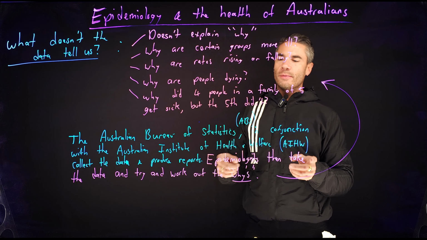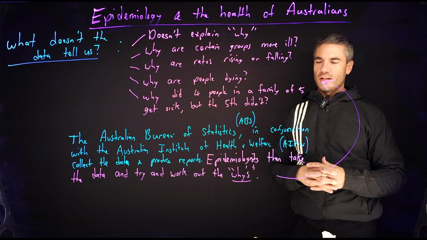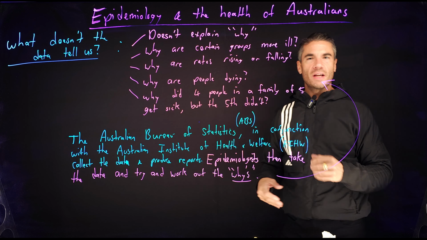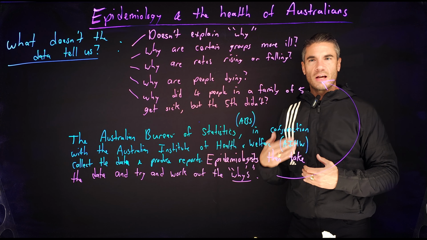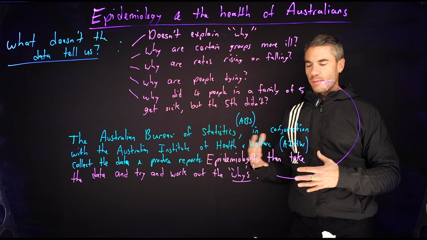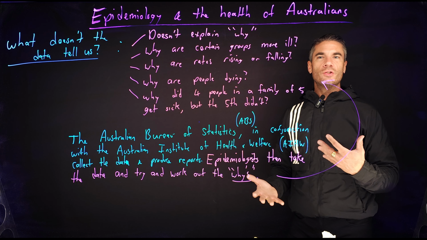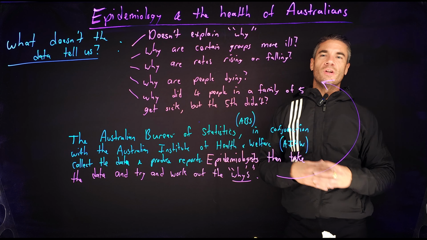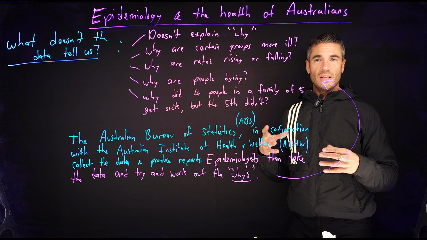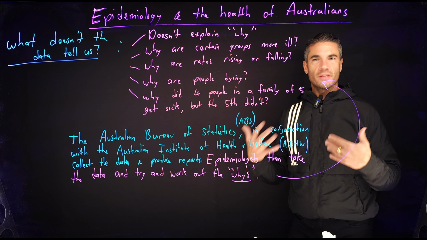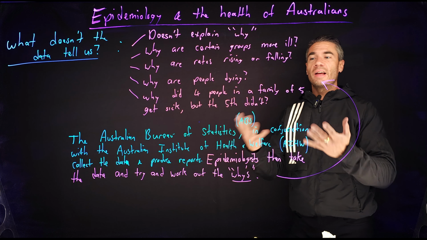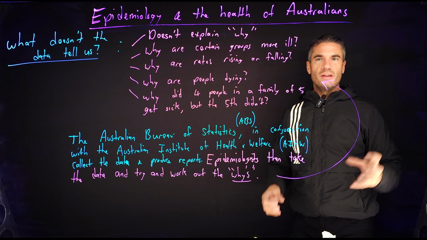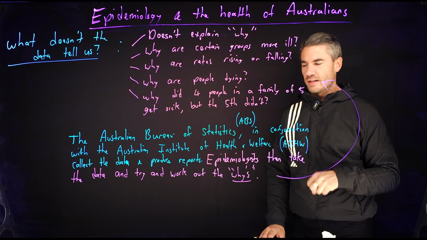Now the AIHW then has epidemiologists as part of their team. So the epidemiologists take the data and they try and work out the whys. They look at the data, they look at the trends, they look at population groups. They speak to doctors and nurses and people who work in certain regions of Australia. And they ask, what do you notice? And then they compile a report and try and explain the whys. So this is all a very neat little system that operates together.